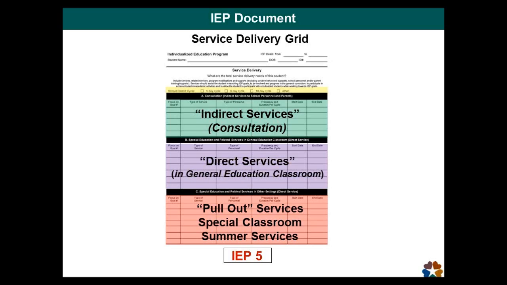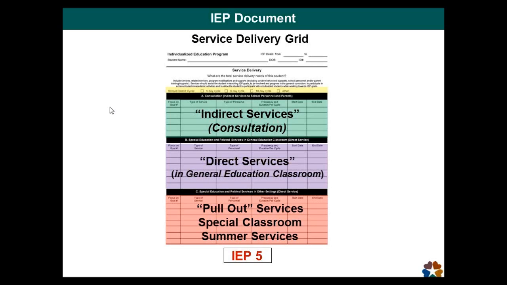Let's see. It could be perhaps up here in indirect services, it could be that we're working on goal number 2, that it is counseling consultation, and so it is the school psychologist meeting, talking with the special education teacher, and it may be 1 times 15 per cycle. Okay, you need to put the start date and the end date. And quite often the start date is the first day of the IEP cycle, and the end date is the last day of the IEP cycle. Okay, so as you can see, this is very, very confusing.